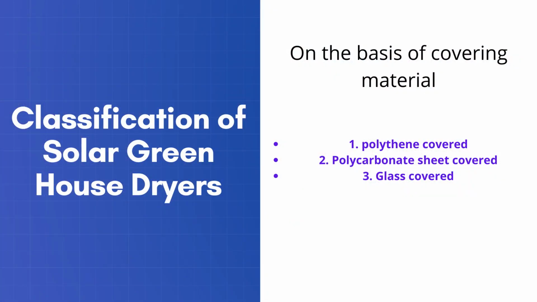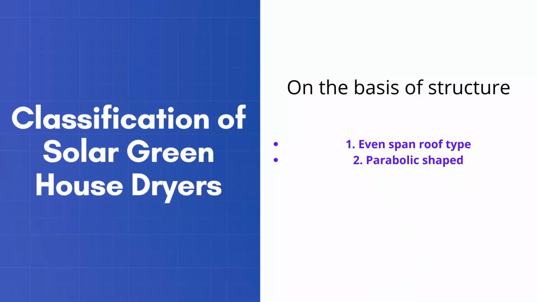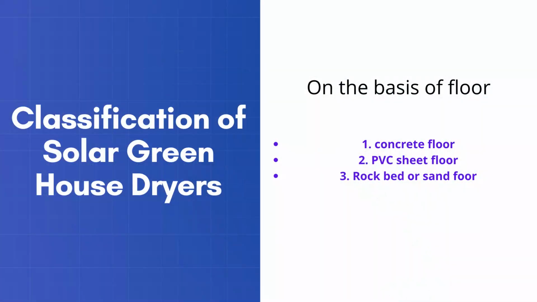So we can also classify the solar greenhouse dryer on the basis of the covering material. We can use polythene, polycarbonate sheet, or glass cover, and on the basis of structure, even span, roof type, parabolic shaped. On the basis of floor, you can also classify these solar greenhouse dryers, like if you use concrete floor, PVC sheet floor, rock bed or sand floor.